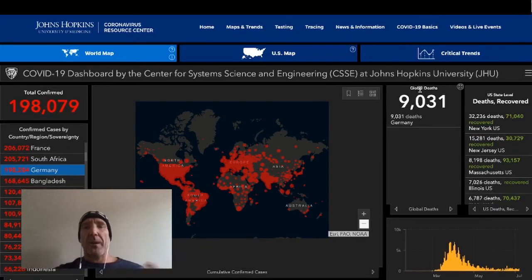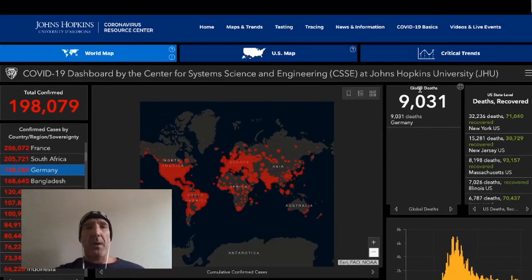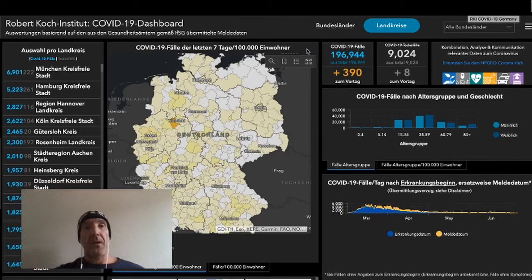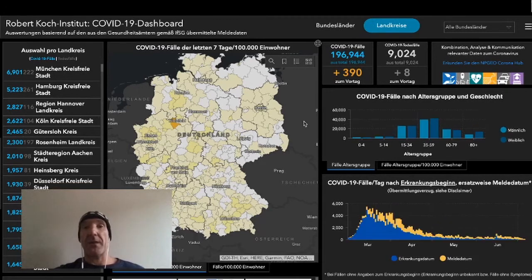Here is what we have in general then on the worldwide scene. We see that on the right-hand side, this is for Germany. So this is the global deaths today, 7th of July. We have 9,031 deaths in Germany. And this is on the side where we count COVID-19 deaths. And this is very close to what we have on the RKI, the Robert Koch-Institut side, where we have 9,024 cases.